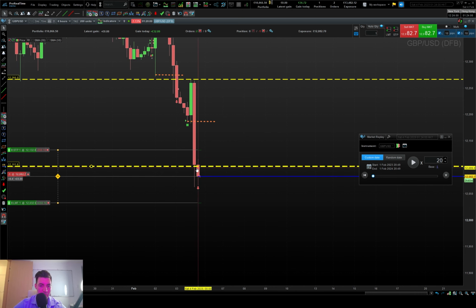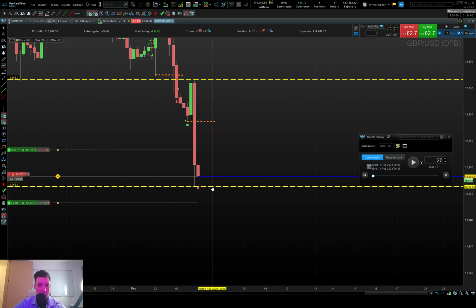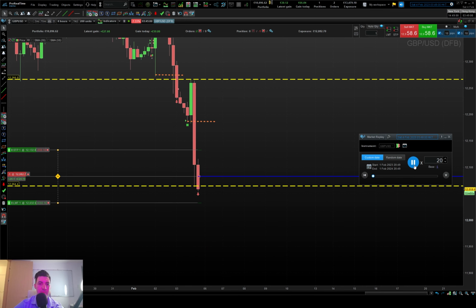Am I supposed to do something here? So it's broken this line. That was the last break. So 1, 2. So this is still the highest high, right? Yes. I don't know. And then what? This is the new lowest low, but I want it to break there. Let's see how the trade plays out.